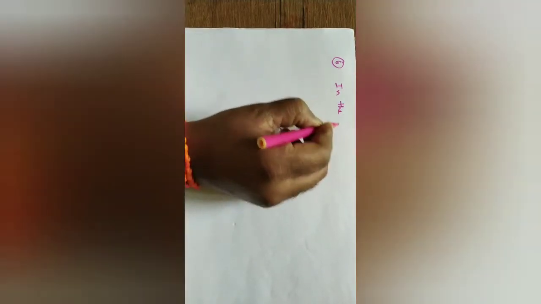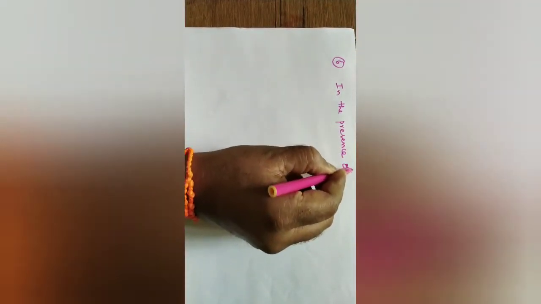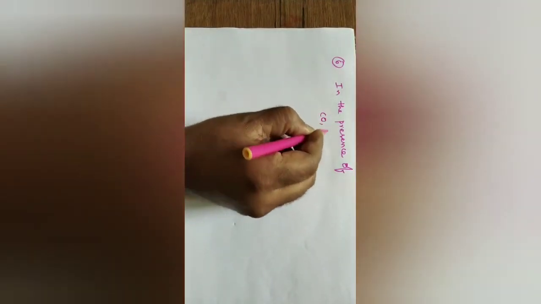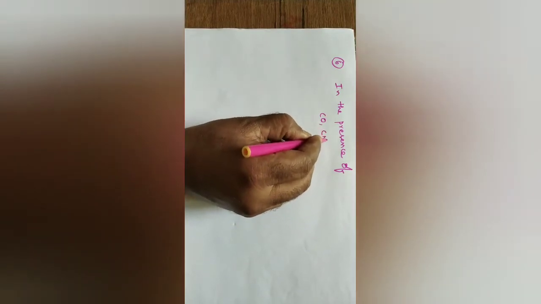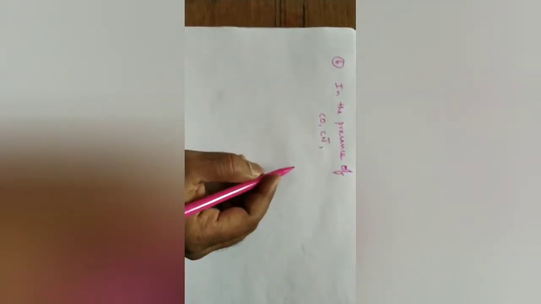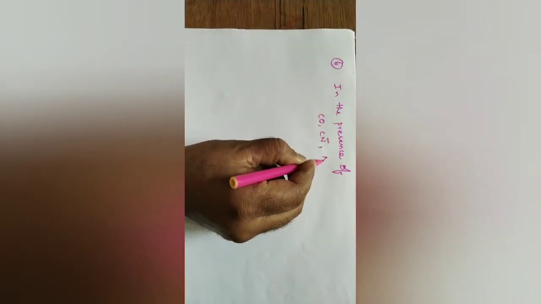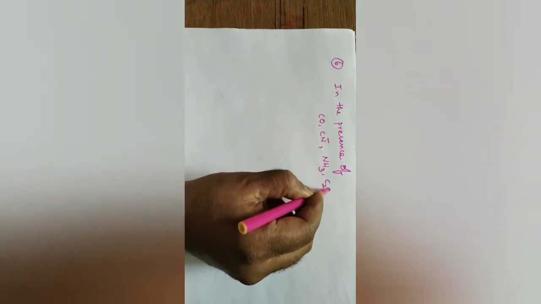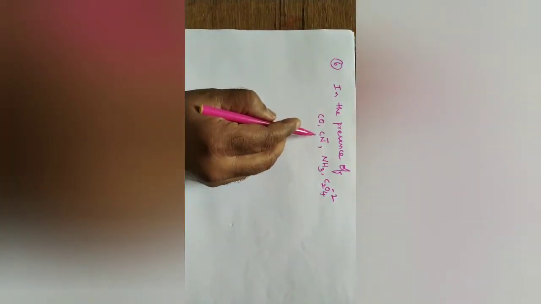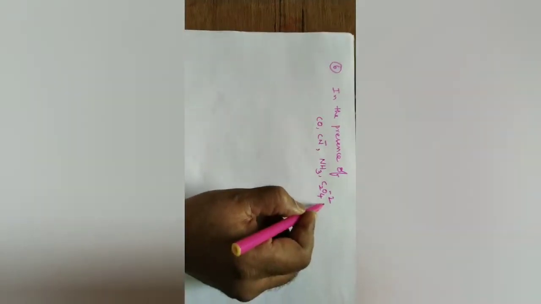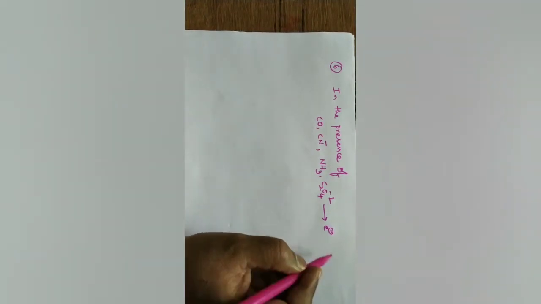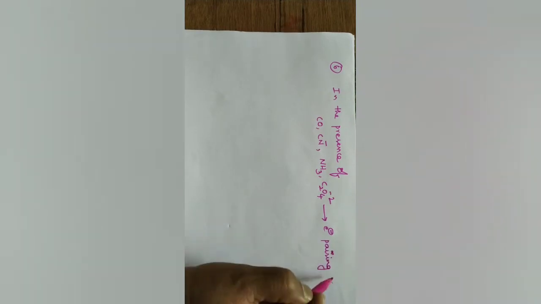The sixth point: in the presence of these ligands, CO, cyanide CN minus, NH3, oxalato, carbonyl, cyano, electron pairing takes place.